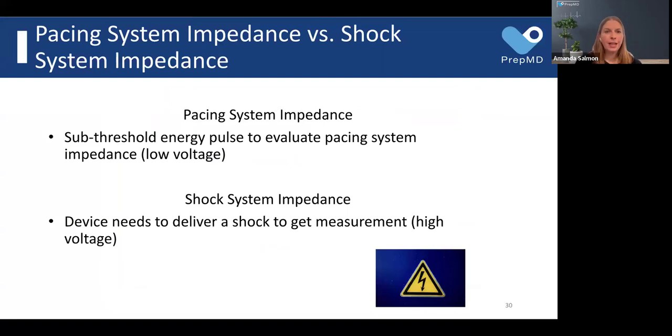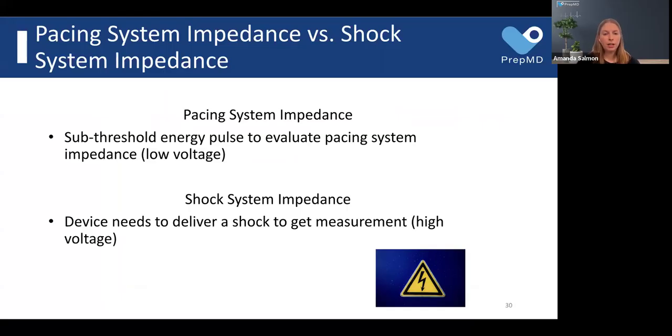Okay. So the last topic that we're going to talk about in today's webinar is going through this idea of pacing system impedance versus shock system impedance. As I mentioned, pacing system impedance is that subthreshold impulse that is being sent through the device to evaluate the actual pacing system itself. This is considered our low voltage measurement, or low voltage impedance.